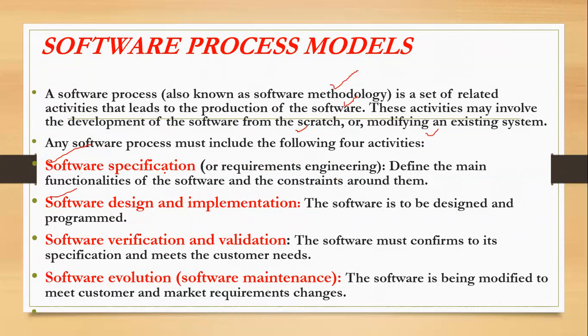Like first one is about software specification or the requirement engineering. First, we want to find out or define the main functionality of the software and the constraint around them. That means what's the basic functionality of that software, software है क्या, what's the basic purpose, and what will be the constraints, उसमें problems क्या क्या है, वो you have to find out. Then software design and implementation. That means how you have to design your system. That is about software design and programming. कैसे program किया जाएगा.